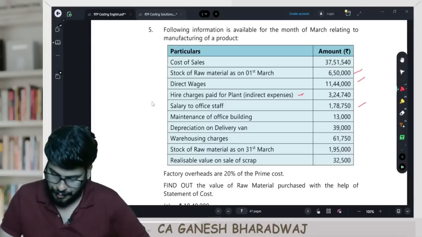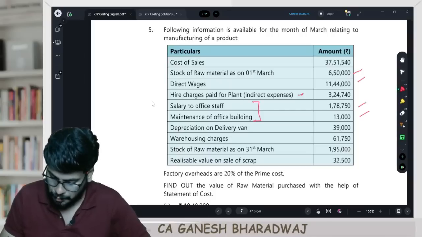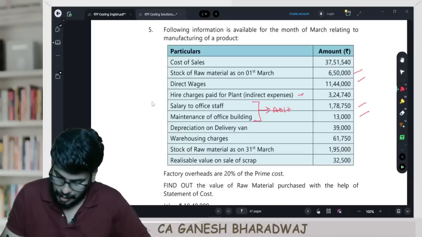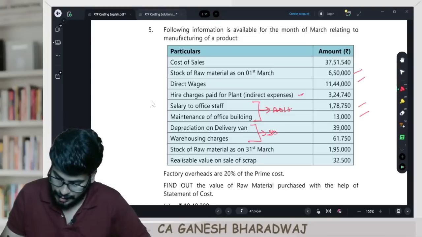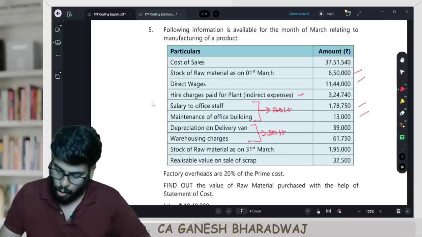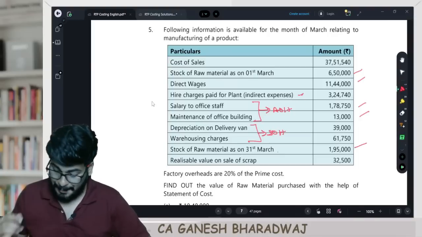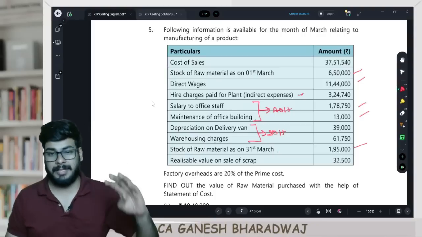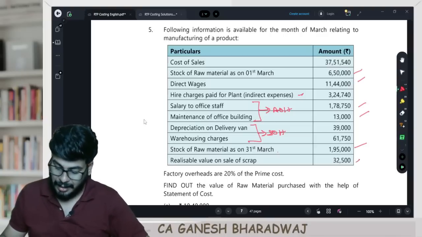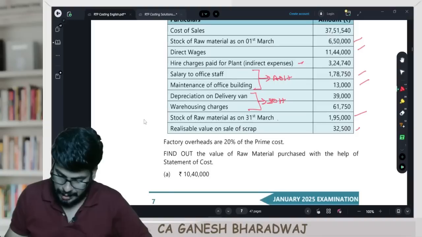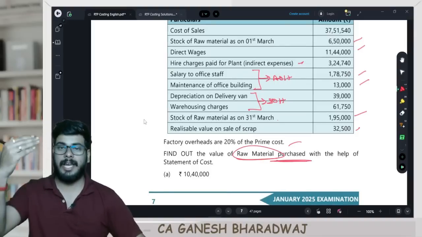Salary to office staff is given. Maintenance to office building. So office staff and office building, these two figures will come under AOH, right? Depreciation on delivery van and warehouse charges come under selling and distribution overheads, SOH. Stock value as on 31st March, they've given the closing stock value of raw material and the realizable value on sale of scrap, those are 4 additions, 1 deletion, and that deletion item is given here. Factory overheads is given as 20% on prime cost. Find out the value of raw materials purchased with the help of statement of cost.